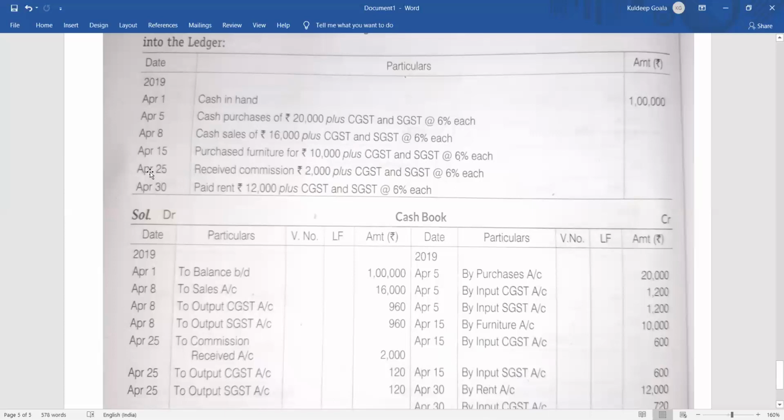Then moving back to the next one, the 25th. Received commission 2,000 plus CGST and SGST. Again same. We are receiving. So in the receipt side, what will you write? In the cash debit side, that is the receipt side, what will you write?